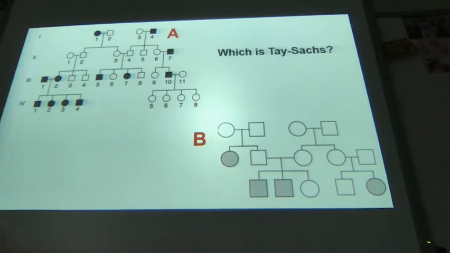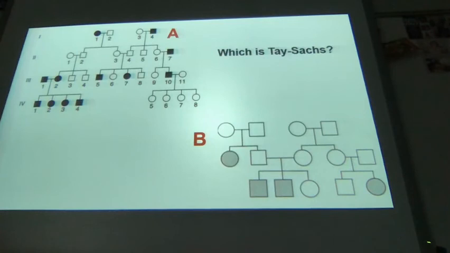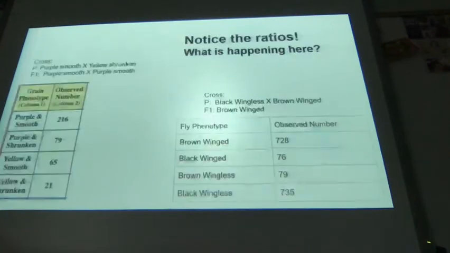Tell me how you can know. Okay, what is Tay-Sachs? Do you know what Tay-Sachs is? It's that disorder that they die when they're like 3. So if they die when they're 3, can they have children? No. So it's got to be B. I put that on there because I was mad about that question that was on the test.